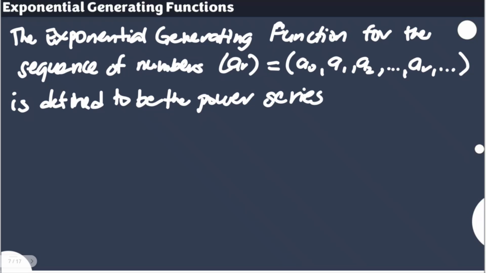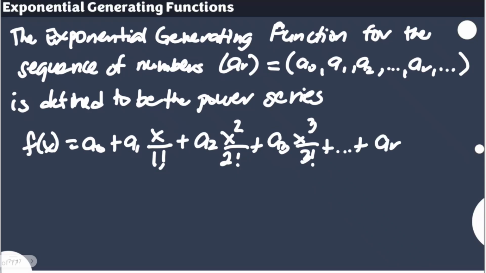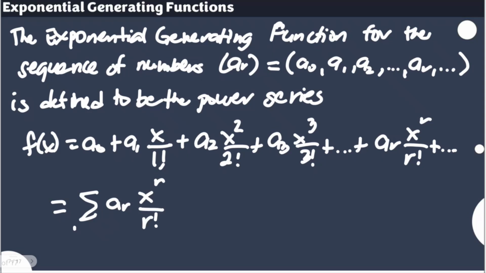in this form. You have f of x equal to a sub 0 plus a sub 1 x to the power of 1 over 1 factorial plus a sub 2 x squared over 2 factorial plus a sub 3 x cubed over 3 factorial plus dot dot dot until you have a sub r x to the power of r over r factorial plus so on and so forth, which could be written as a power series, the summation of a sub r x to the power of r over r factorial as r starts from 0 until positive infinity. This is the form of the exponential generating function.